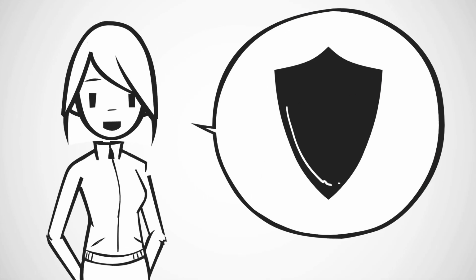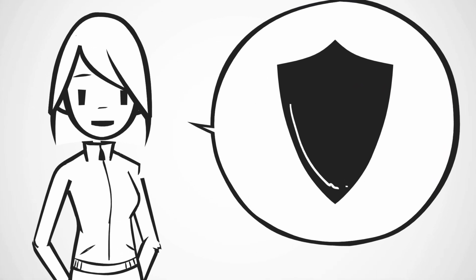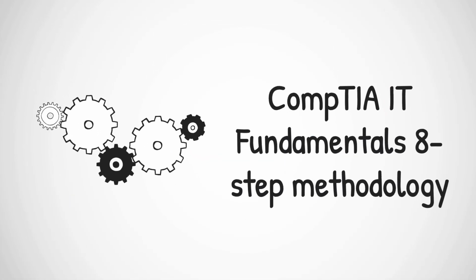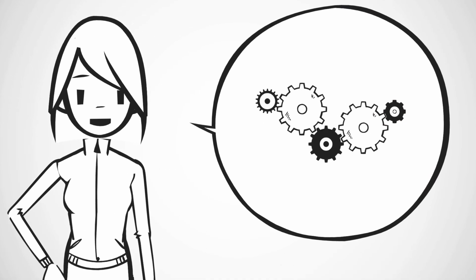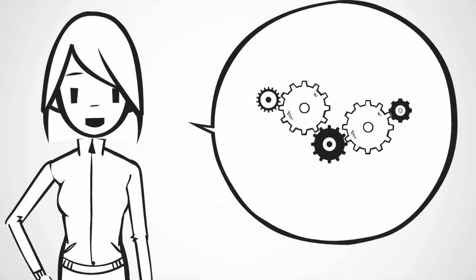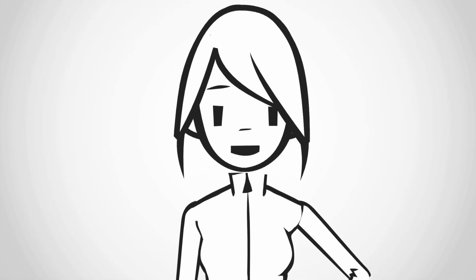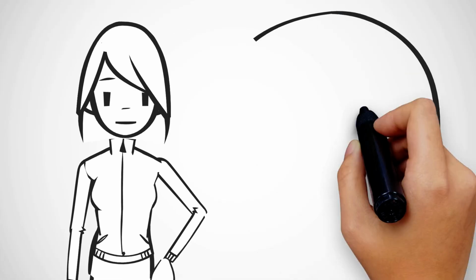Troubleshooting is a structured process of identifying a problem, determining its cause, applying the safest solution, and confirming that the system is working correctly again. The CompTIA IT Fundamentals Troubleshooting Methodology provides 8 steps that help technicians solve technical problems efficiently, consistently, and responsibly. Let us walk through each step.